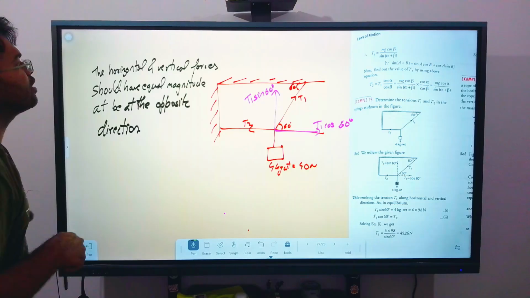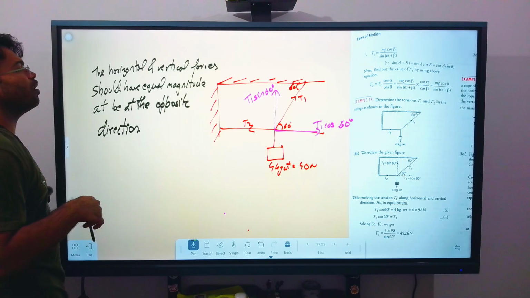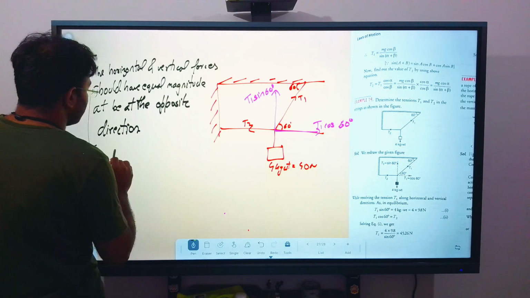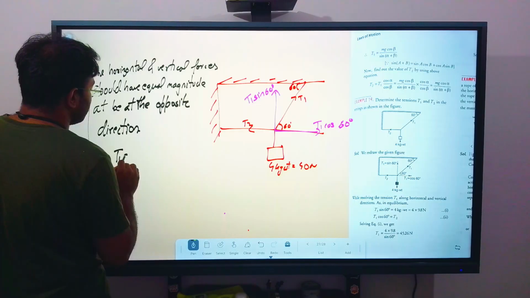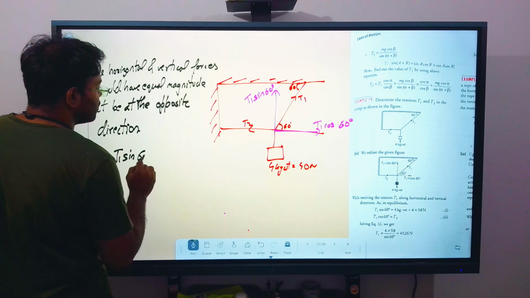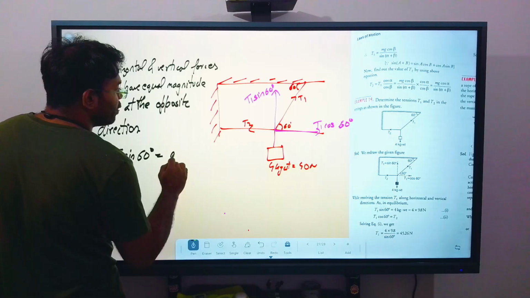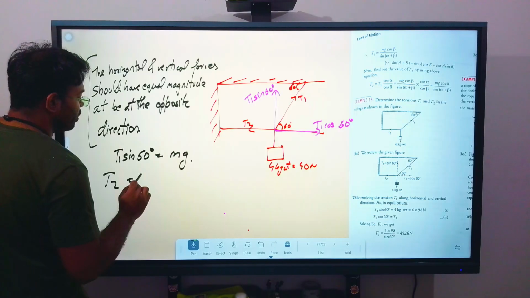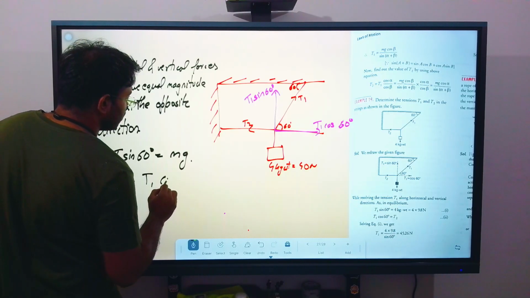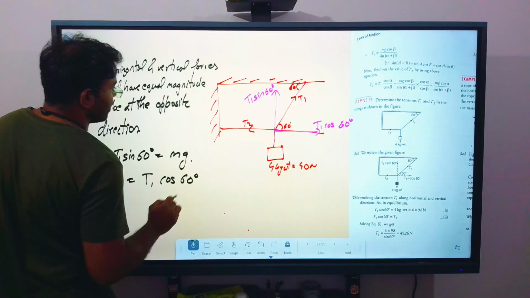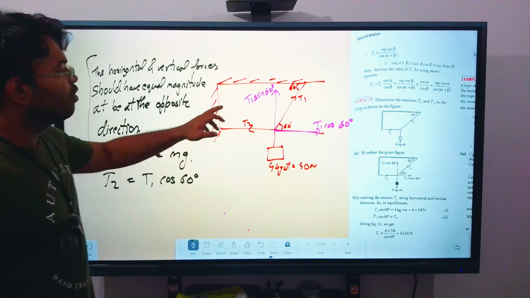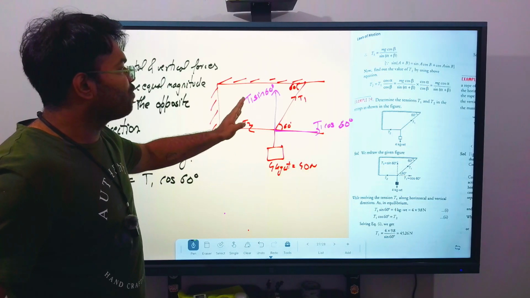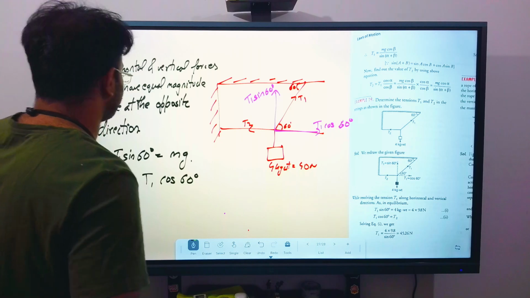The horizontal and the vertical components should be equal in magnitude and be in opposite directions. So what do we get? T1 sine 60 degrees should be equal to mg, and T2 should be equal to T1 cos 60 degrees. So we can find T1 by equating these two, and from T1 we will get T2 also.